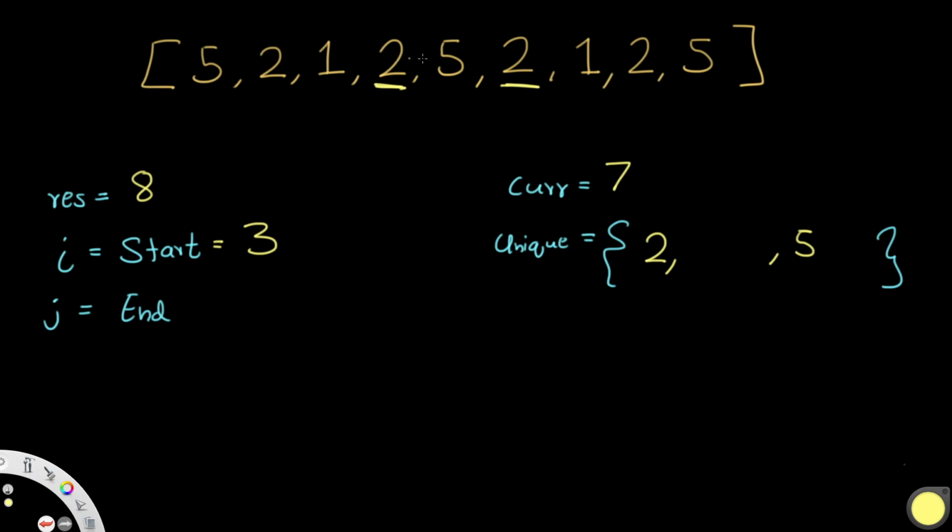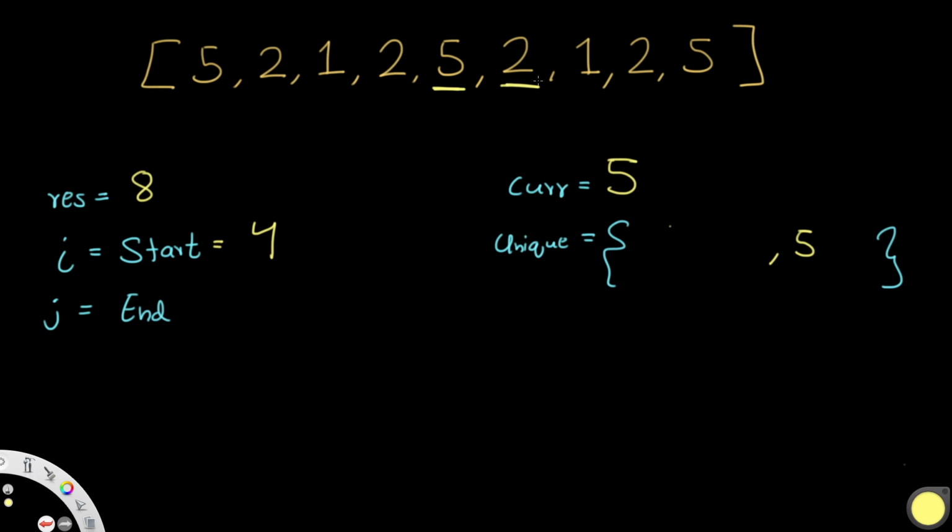So we do the same steps again, since the 2 is still in unique. We subtract current by 2, making it 5. We remove the 2 from unique, and then the I value gets incremented by 1. So I now becomes 4. I is at the 4th index, and our current subarray consists of the values 5 and 2. We got rid of the other 2 since it's not in unique.